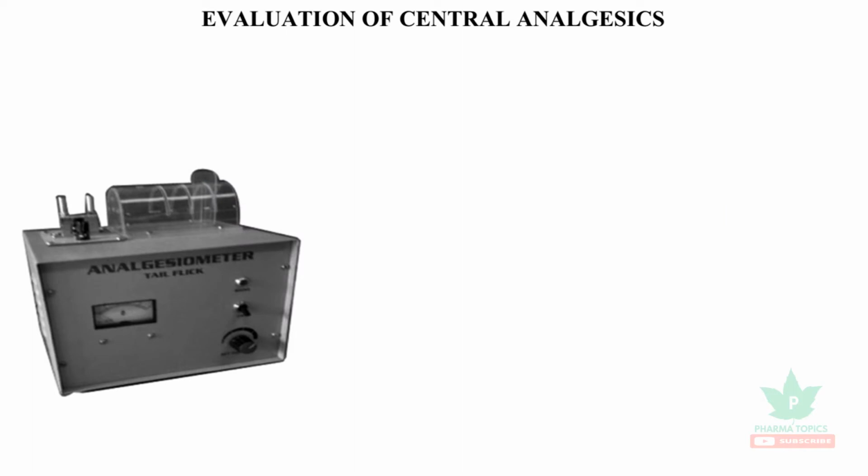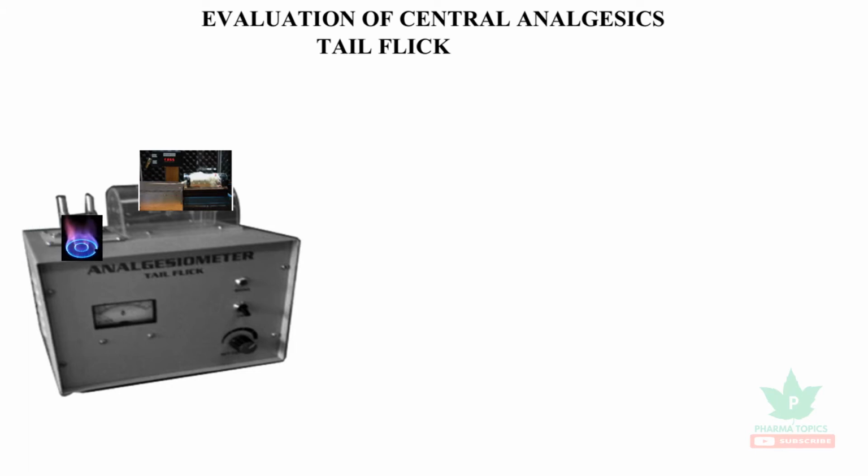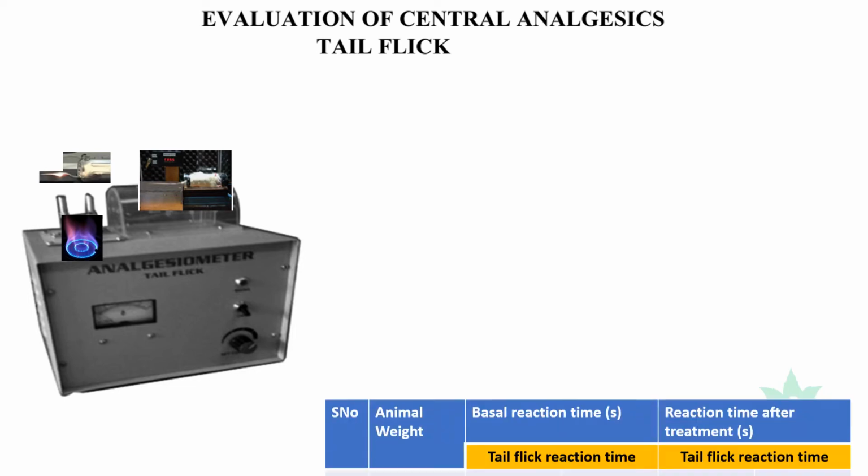The next method is tail flick method or tail flick analgesiometer. There will be a restrainer where the rat will be placed, protruding its tail outwards. The protruding tail is kept under a hot surface. The time taken for the tail to flick as an escape mechanism is noted in this experiment.